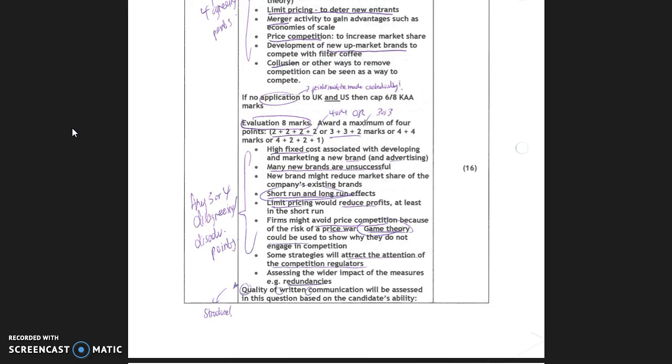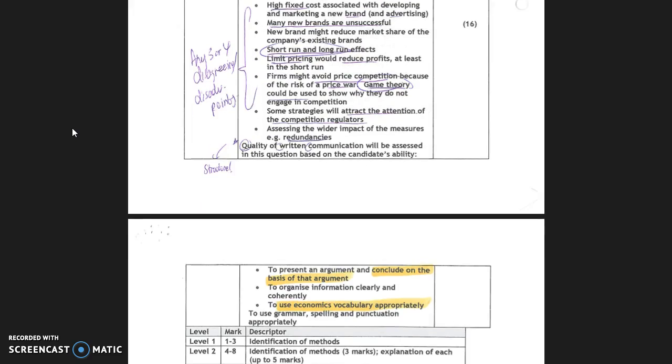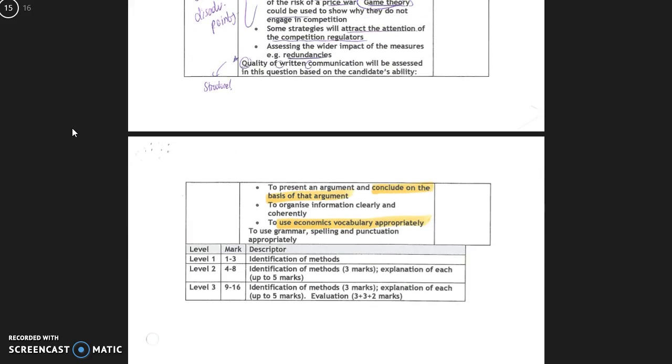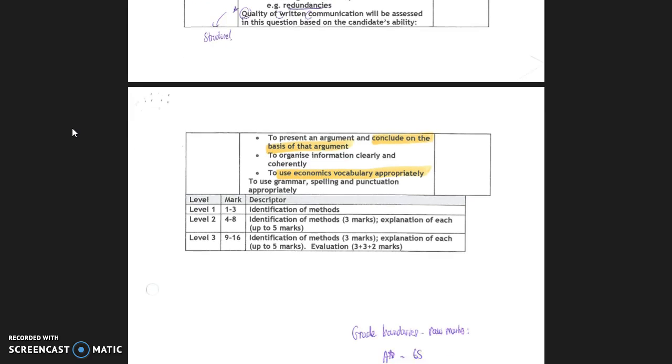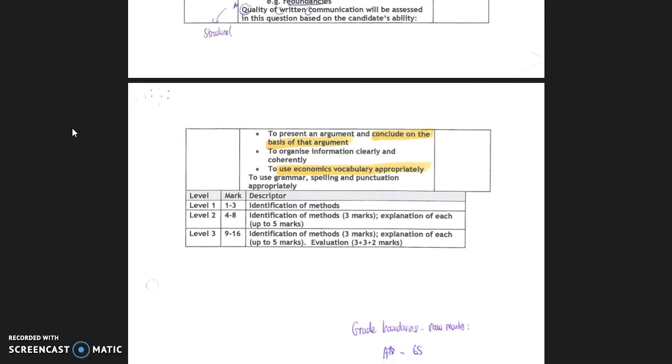And then your evaluation points saying, however, on the other hand, you could flip the points that you make. Again, long run, short run, you see again there, or you could say it's actually costs a lot to develop a brand. On the other hand, if they do compete on price, you could start off a price war, and you could even bring in a little bit of game theory to back up one of your points. QWC marks in regards to structure, here you have again conclusion. Make sure you conclude and you use your economics vocabulary appropriately. Okay, so you've got to chuck in your terminology, see an exam as an opportunity to show off your knowledge.